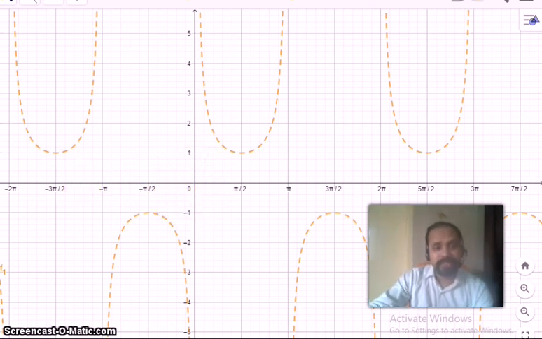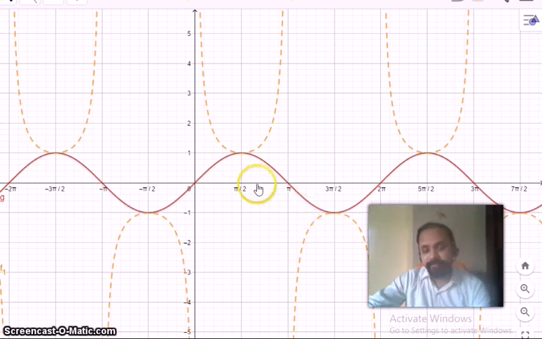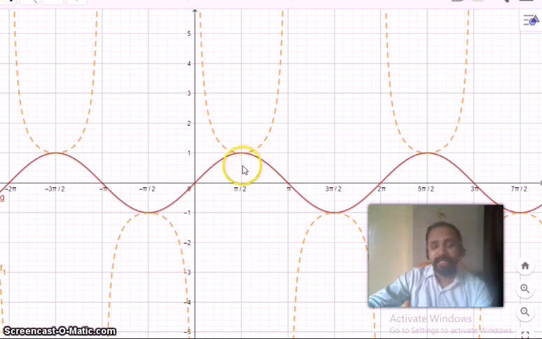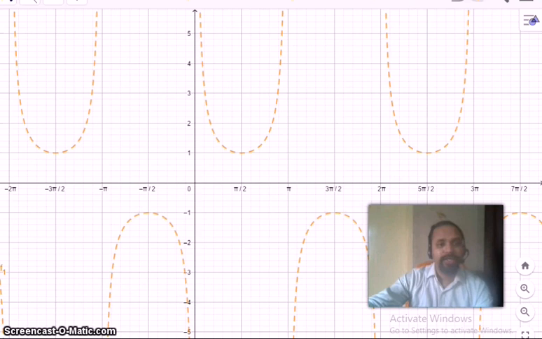If you want to draw the graph of sine and cosec together, it will be like this. The pure line represents sine theta and the dotted line becomes cosec theta. That means if you have to draw the graph of cosec theta, simply draw the graph of sine theta, and then draw the graph above 1 and below minus 1 like this. This will be the graph of cosec theta.